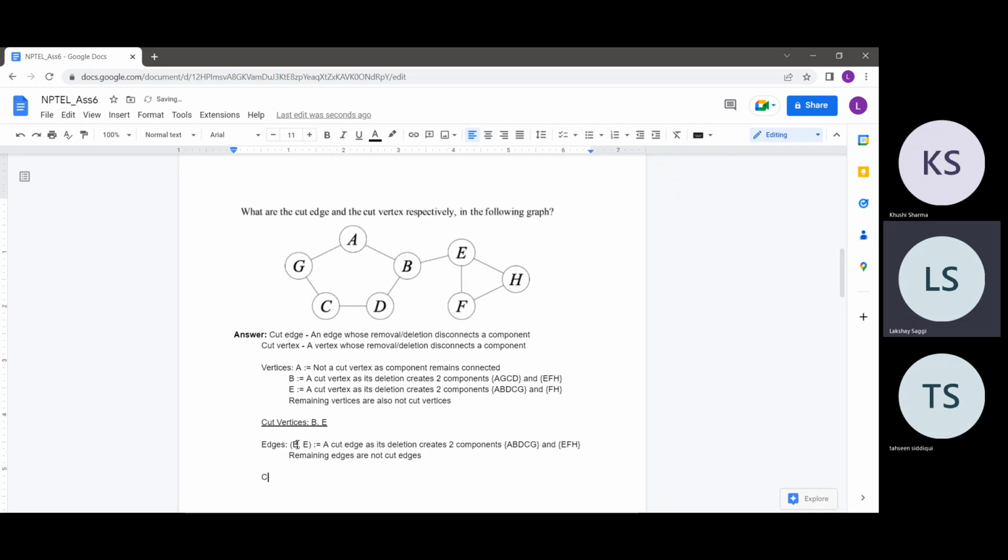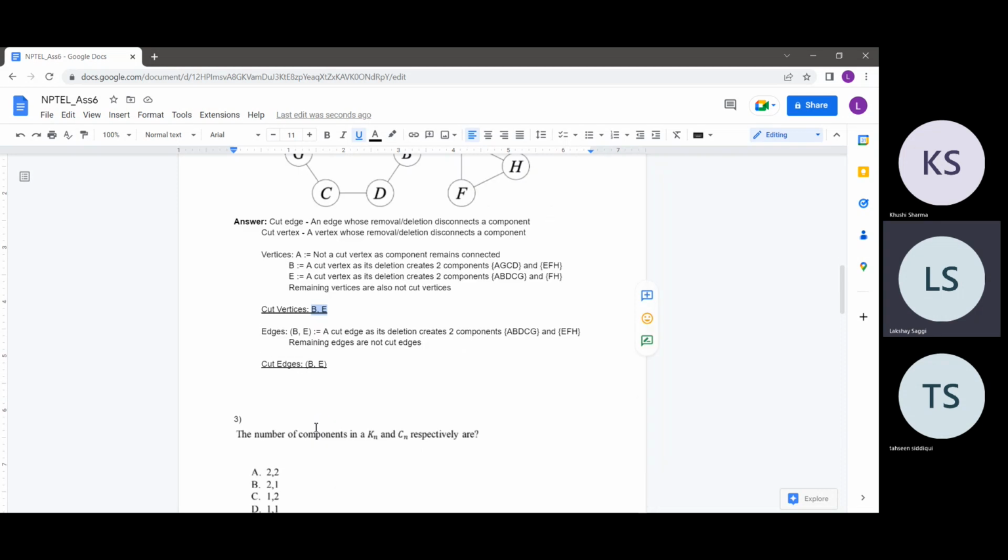So for answering this cut edges part, I'm also underlining the correct answer. Only this one, B comma E. So this B comma E edge is a cut edge, and surprisingly, these two vertices were also the cut vertices.